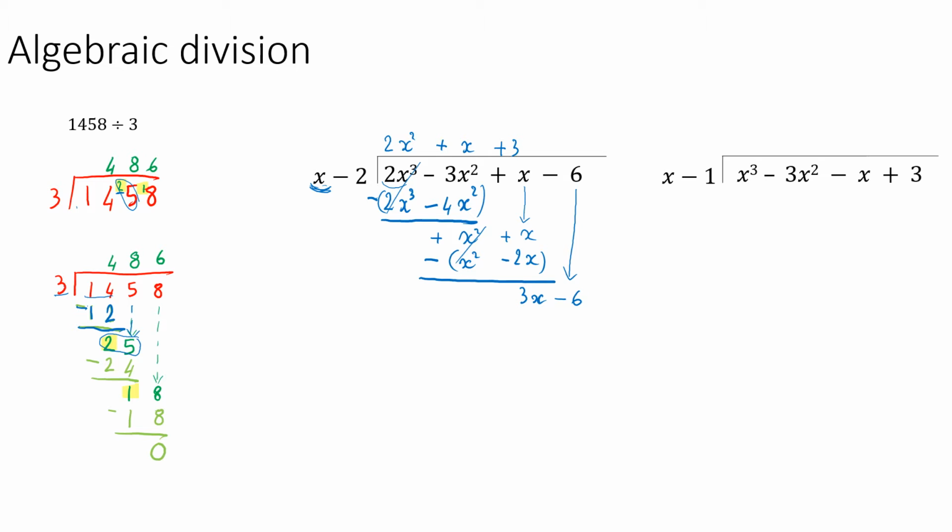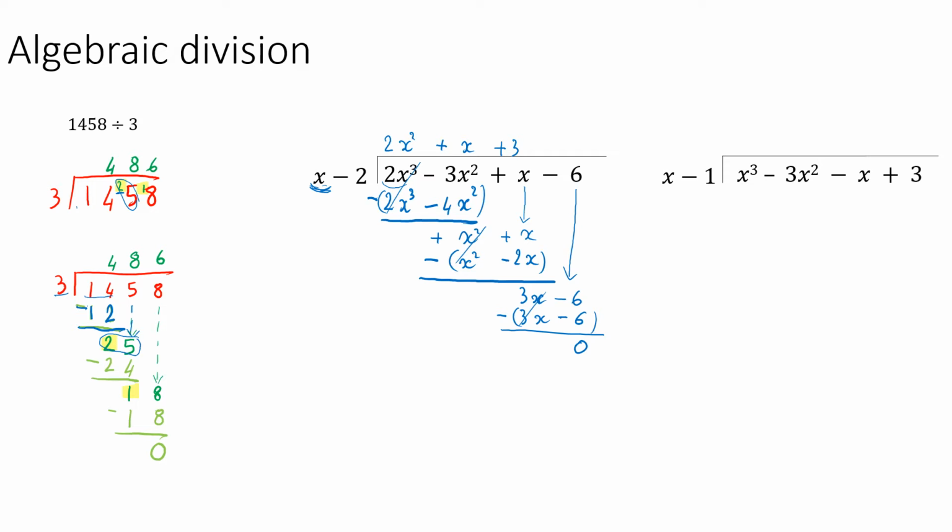We're going to multiply that now. 3 times x is 3x. And 3 times minus 2 is minus 6. You've done your calculation, we can now subtract it. So 3x take away 3x, those are cancelled. Minus 6 take away minus 6 gives you 0.